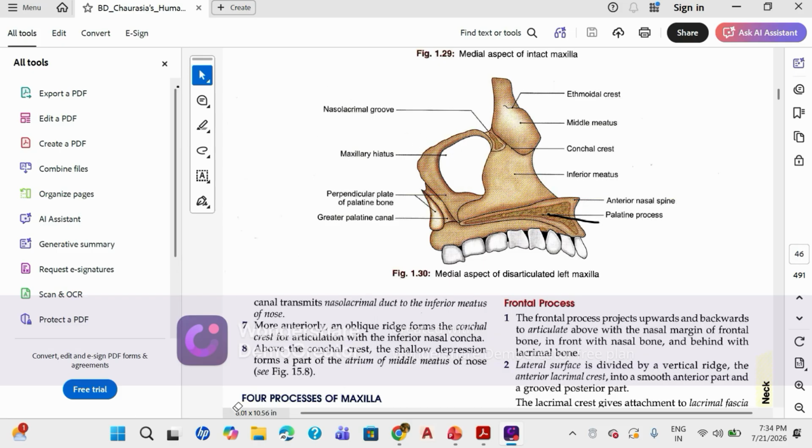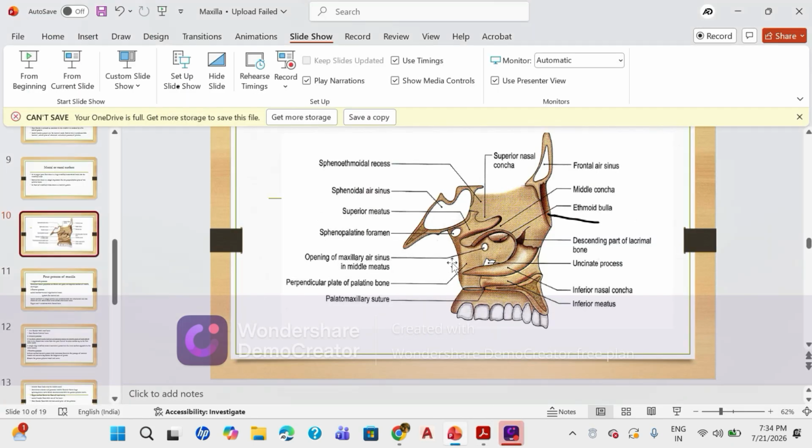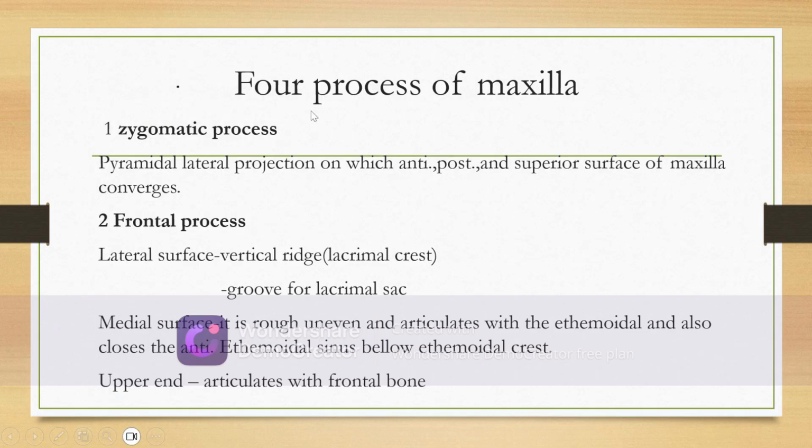This is all about the four surfaces of the maxillary bone. Now we get back to our presentation. This is the articulated one, where it articulates with the sphenoethmoid process. This is the articulated picture of the mesial surface of the maxilla. There are four processes of the maxilla: zygomatic process, frontal process, palatine process, and alveolar process. Now we will discuss in brief about each of them.